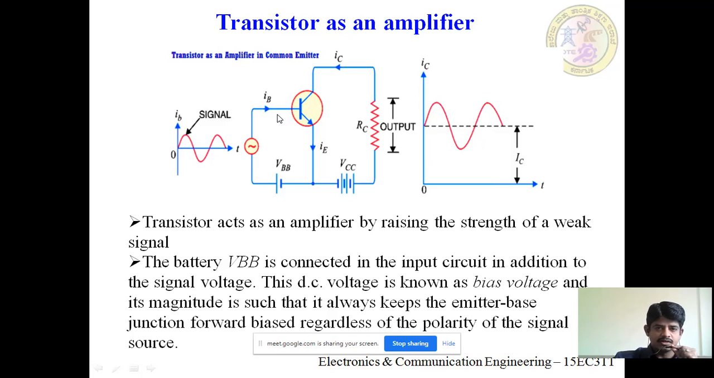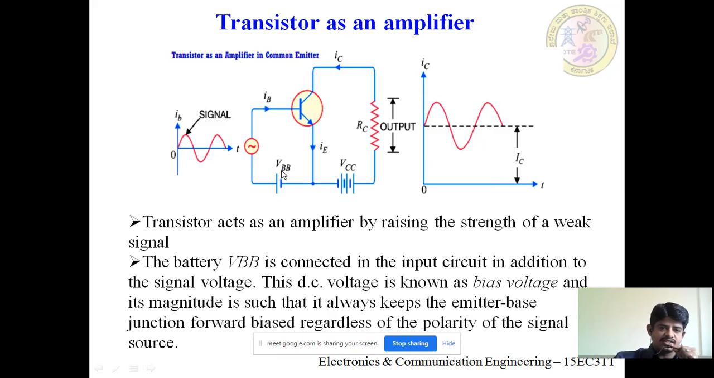If you are using any circuit to set the voltage, that is called a biasing circuit, because you will be learning that in the next session. It may be a voltage divider circuit or other circuits. The voltage provided to bias the transistor is called the bias voltage, and its magnitude is such that it always keeps the emitter base junction forward biased regardless of the polarity of the signal source. It means even though the input signal is negative, the transistor is not off, because it is already operating in on mode.